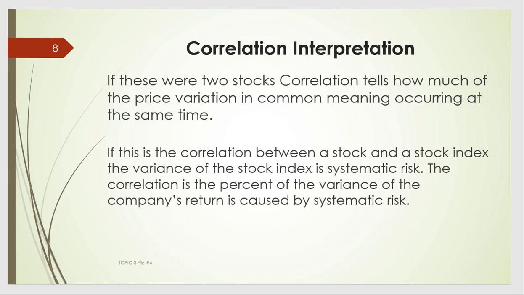So how do we again interpret correlation between two stocks? It's the amount of time the stock returns are moving in common. When it's the correlation with the index, it's representing the percent of the return that is coming from systematic risk.